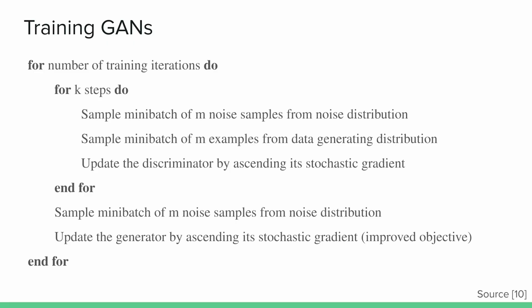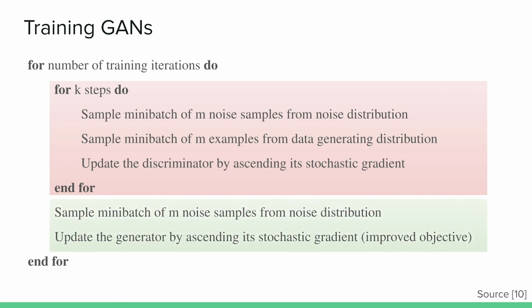So how can we train a GAN? We take a number of training iterations and we sample some noise from our noise distribution, we use our data generator distribution, and then we update our discriminator by ascending its stochastic gradient. So for a certain number of steps, we are training our discriminator. The generator is now fixed and we are training only the discriminator. And then we do the second part where we sample some noise from our distribution and then update the generator by also ascending its stochastic gradient.